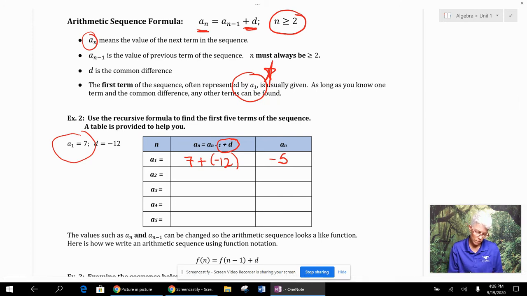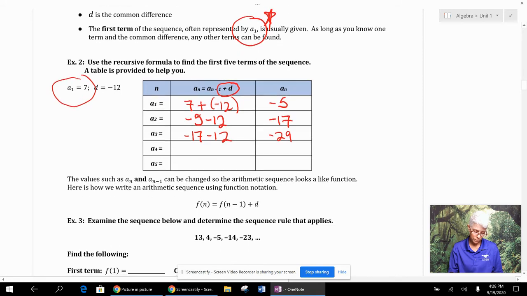I just figured out that because I know what a sub 1 was, 7, I figured out the next number was a subscript 2. And so I'm going to add a negative 12 to that one. And then a subscript 3 is negative 17, and I'm going to add a negative 12 to that. And I can keep going, and you can see we can just keep going and going as far as we're supposed to go.